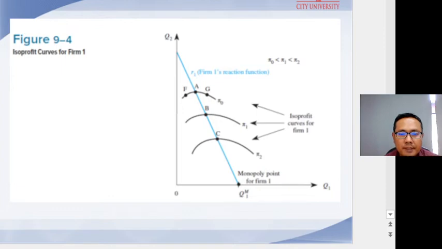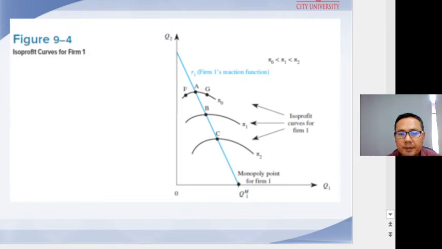Four aspects of figure 9.4 are important to understand. The first point is every point on a given isoprofit curve yields firm 1 the same level of profit. For instance, points F, A and G all lie on the isoprofit curve labeled pi 0. Thus each of these points yields a profit of exactly pi 0 for firm 1.